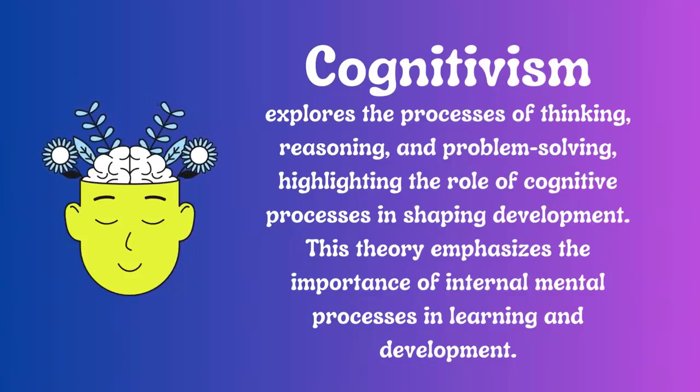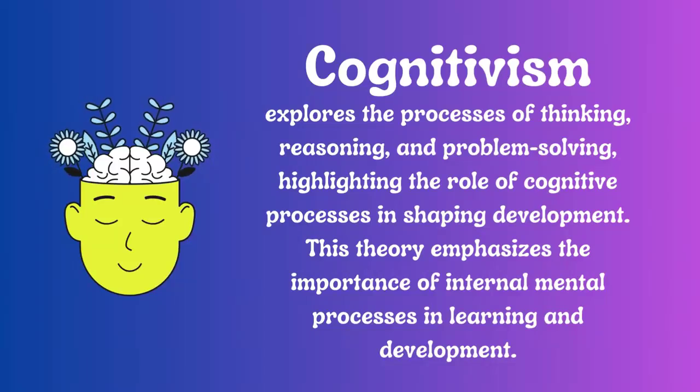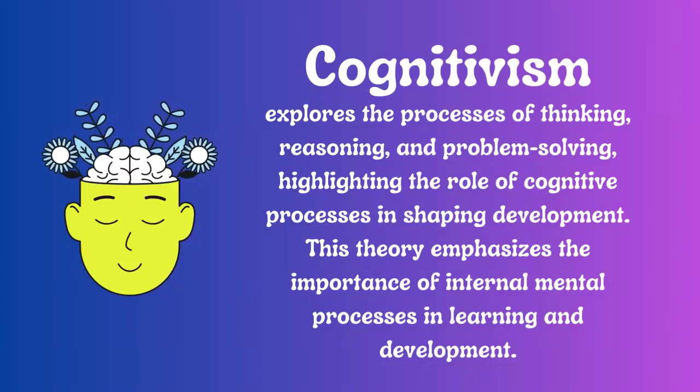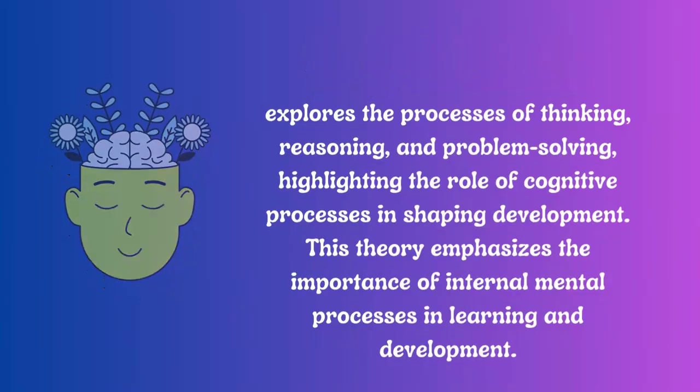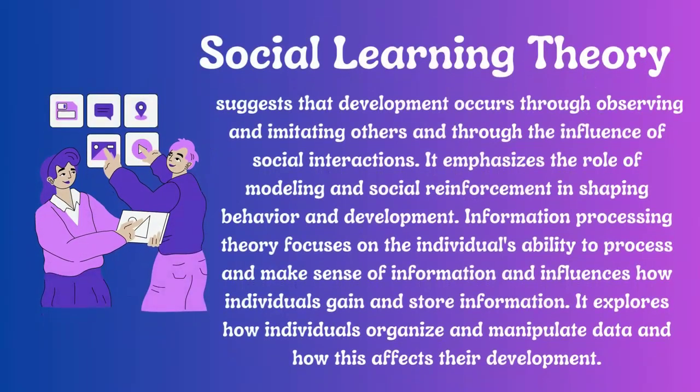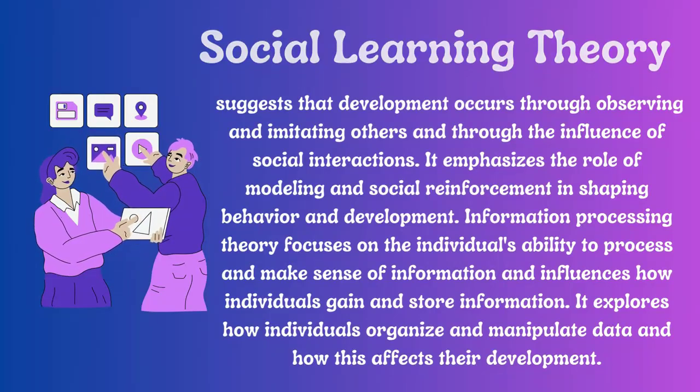highlighting the role of cognitive processes in shaping development. This theory emphasizes the importance of internal mental processes in learning and development. Social learning theory suggests that development occurs through observing and imitating others and through the influence of social interactions. It emphasizes the role of modeling and social reinforcement in shaping behavior and development. Information processing theory focuses on the individual's ability to process and make sense of information and influences how individuals gain and store information. It explores how individuals organize and manipulate data and how this affects their development.